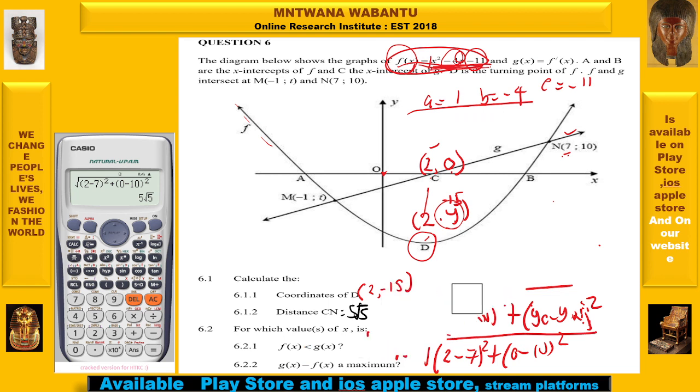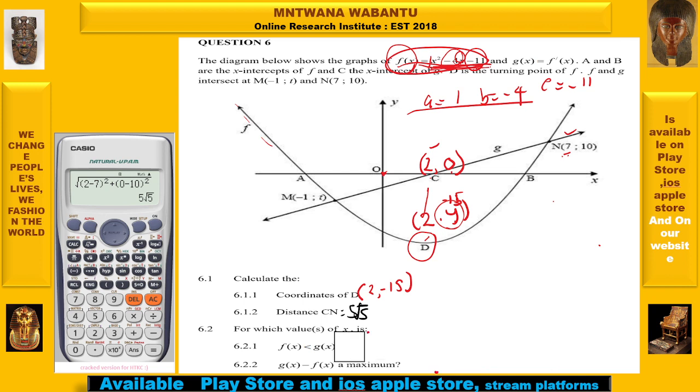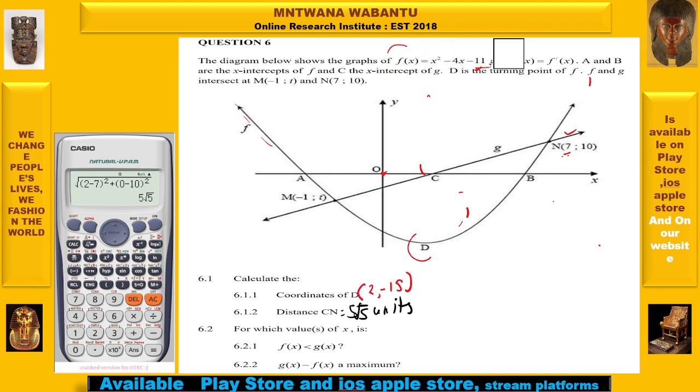And why do we have to write units? Because any distance, you measure with a unit. Let's say kilometer, meter, centimeter. But for now, they did not give us which type of unit it is, so I'm going to simply say units. Now, they ask for which values. So this one we have. Let me just erase and make a space here quick.